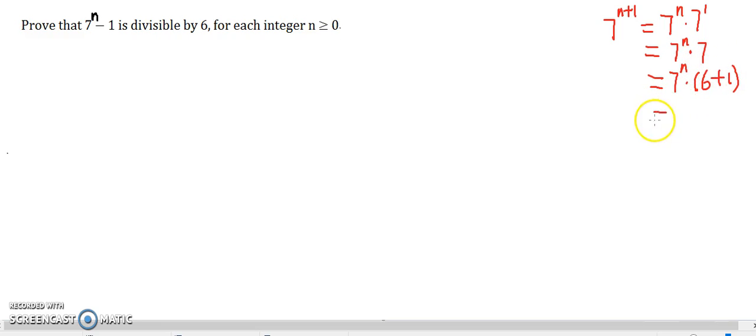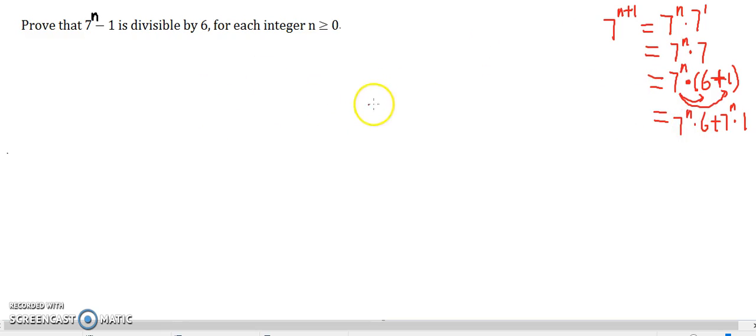The reason we do that is that because this is multiplication and the plus is here, we can distribute 7 to the nth to each term in the parentheses. So we have 7 to the nth times 6 plus 7 to the nth times 1. Okay, so this part will be used in our proof.